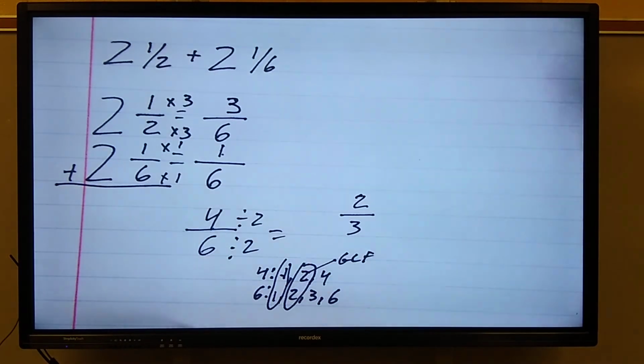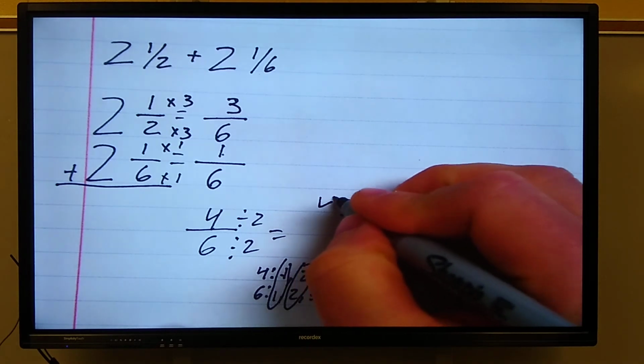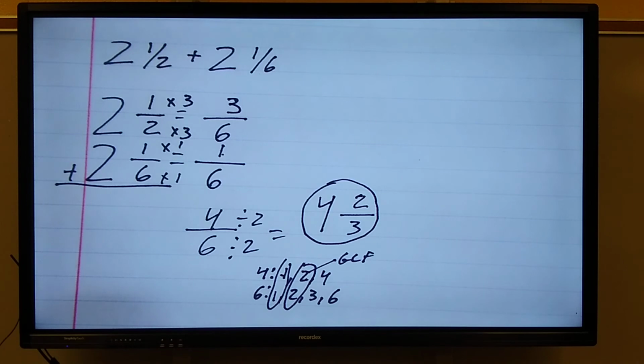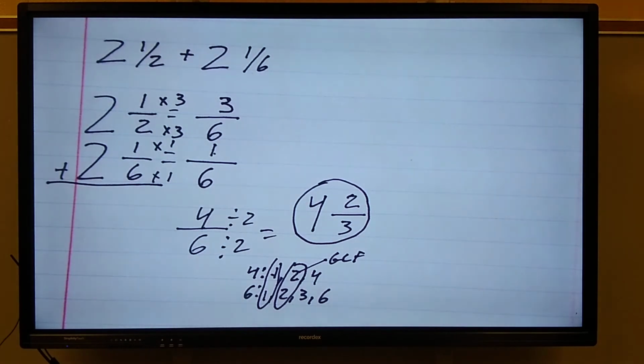2 plus 2. Put it with my fraction. There is the final answer. 4 2/3.